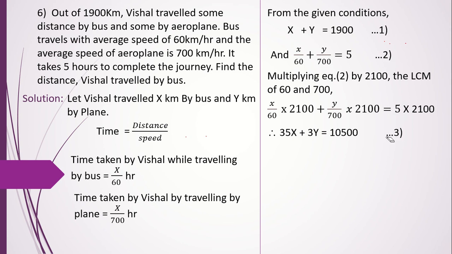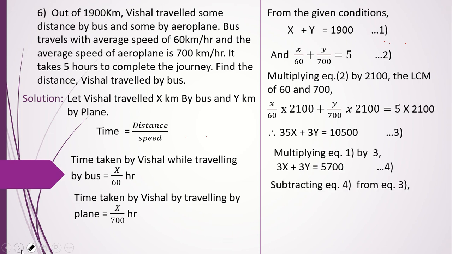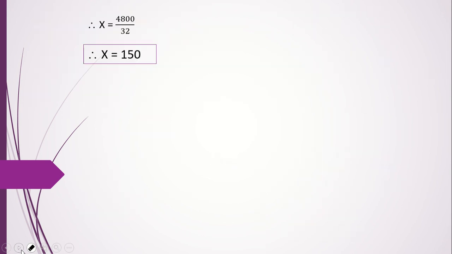Now 2 and 3 are nothing but the same, so I have to concentrate on 1 and 3 now. If I multiply equation 1 by 3, I will get 3y and 3y, then the y term is going to get eliminated. Now subtracting equation 4 from 3, signs change, I will get x is equal to 150.